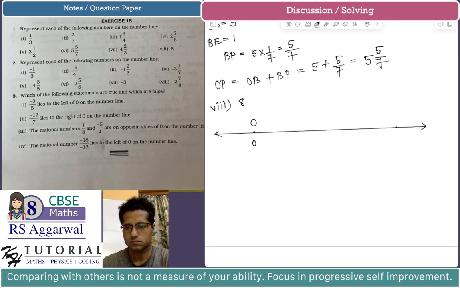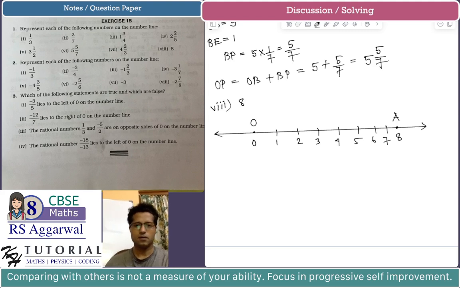Since it is 8, you take a point, let's say A, which will be at 8 unit distance from the origin O, and therefore this A will represent the integer 8. You have to also show the markings that A is at 8 unit distance from O. So you can show the markings in between, like 1, 2, 3, 4, 5, 6, 7 and 8.